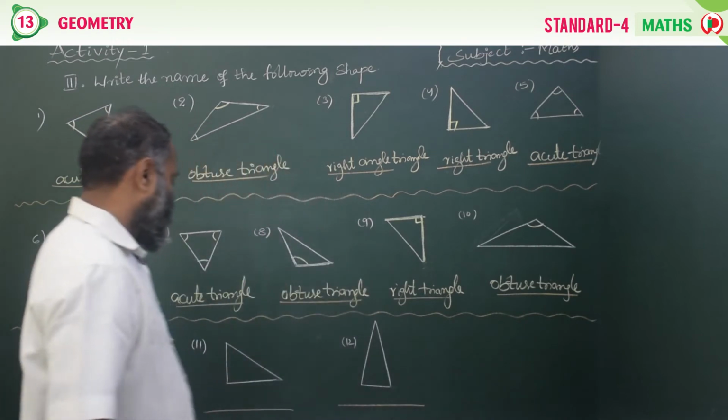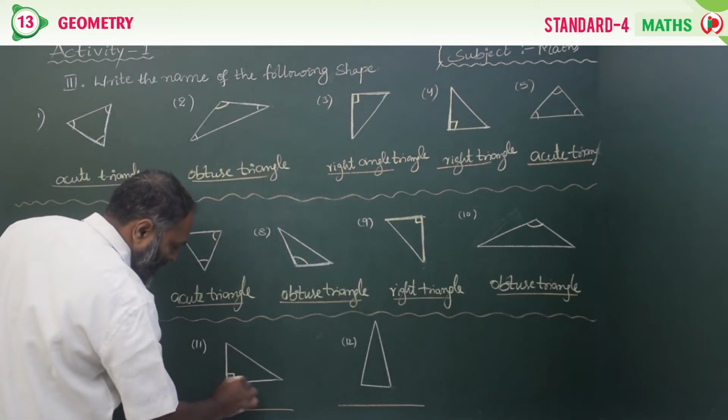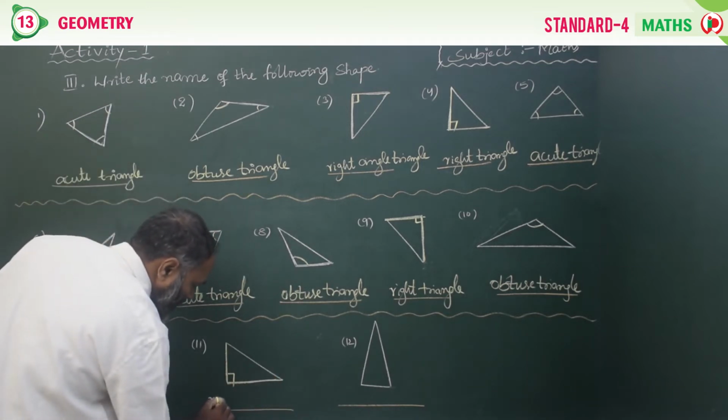Now here the angle is 90 degrees. These two sides are perpendicular, so these two are in an L shape, perpendicular. It is a right triangle.